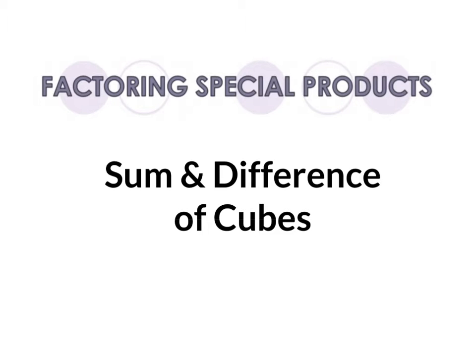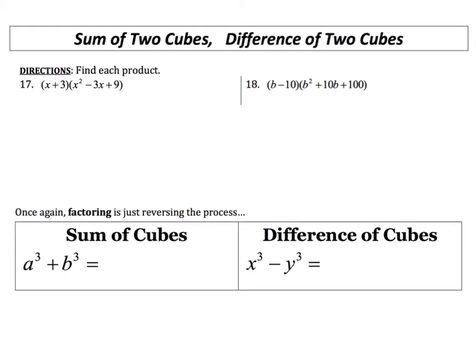We looked at factoring the difference of squares, right? The sum of squares was prime. We couldn't factor that, right? Today we want to look at sum and difference of cubes. So what we want to investigate first is what pattern do we see in numbers 17 and 18.